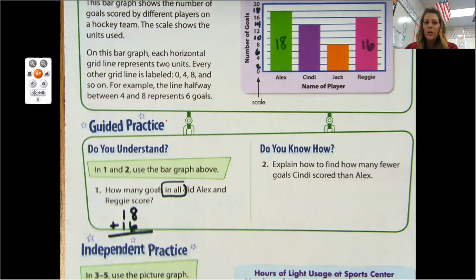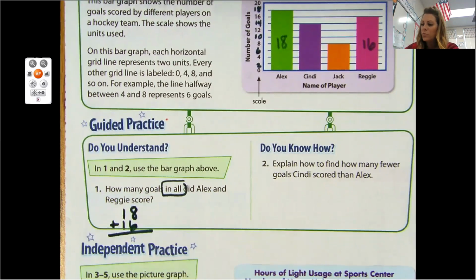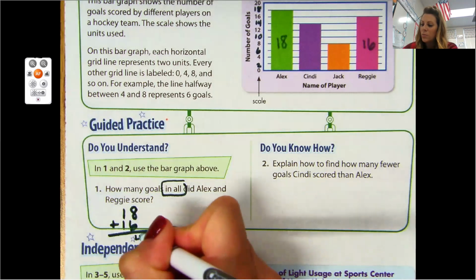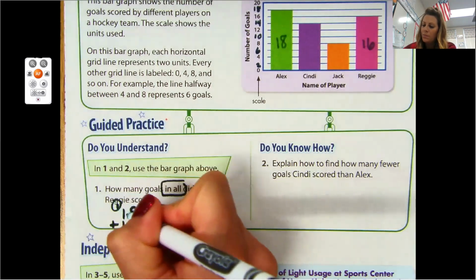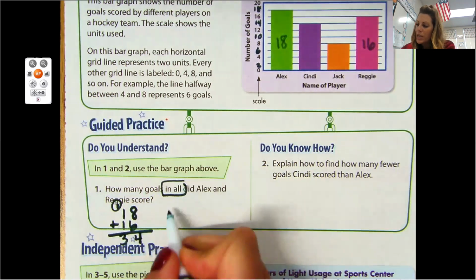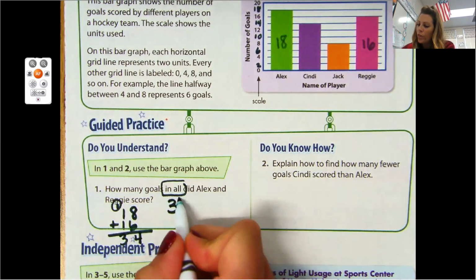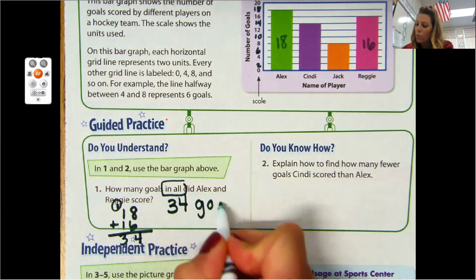Okay, you should have got 8 plus 6 equals what? 14. So you put down the 4, you carry the 1. 1 plus 1 plus 1 equals 3. So they scored 34 goals.